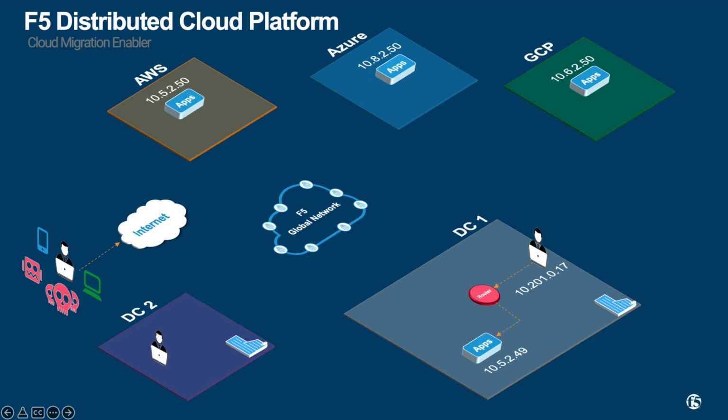F5 Distributed Cloud is powered by the F5 Global Network. It is a high-speed, secure backbone. This is where our points of presence for the SaaS are. This global backbone is optional for transit, as you can leverage your own existing backbone for the transit. In this demo, I'm leveraging our F5 global backbone as a transit to various public clouds.